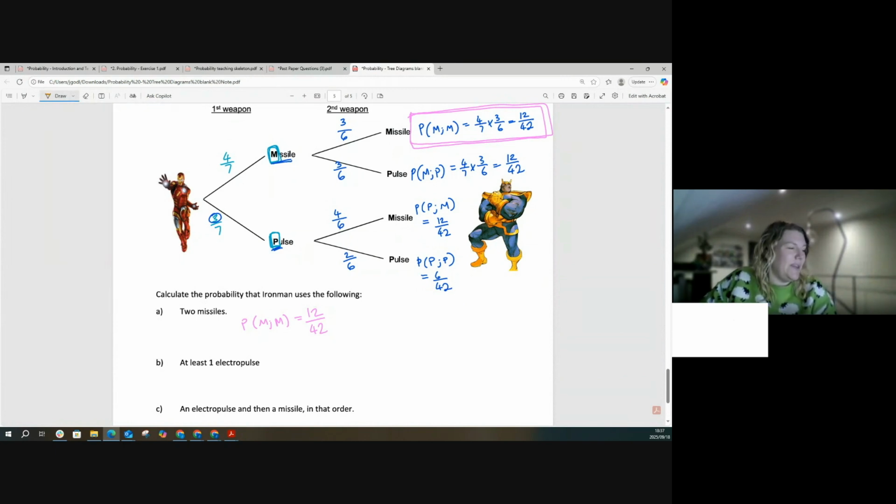Okay, B, at least 1 electro pulse. So that means at least 1. So that has 1 pulse, so I can include it. That has 1 pulse, so I can include it. That has 2, which is at least 1, so I can include it. So we're going to say 12/42 plus 12/42 plus 6/42, which is going to give us 30/42, which is 5/7, I think. Yeah.